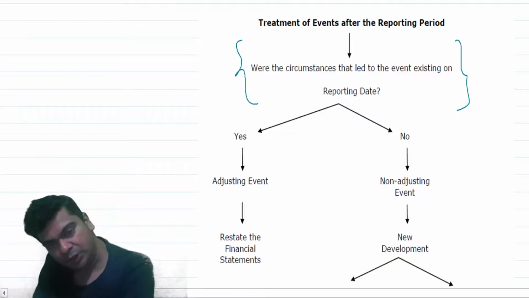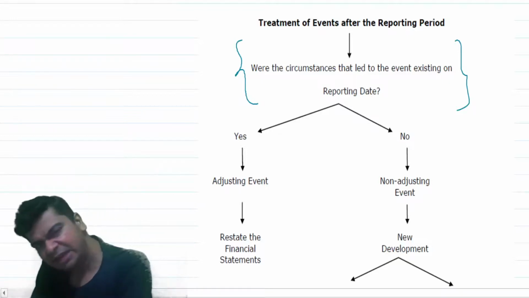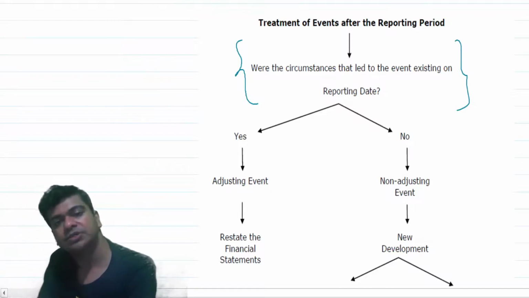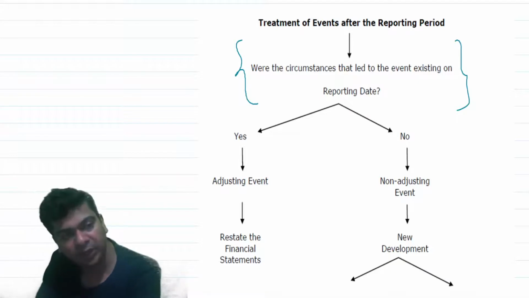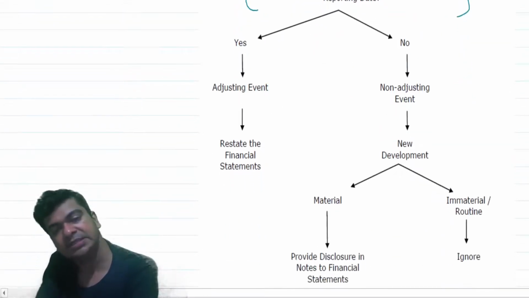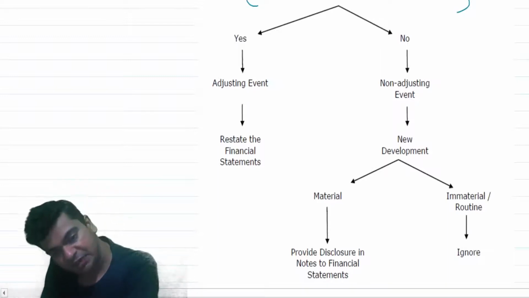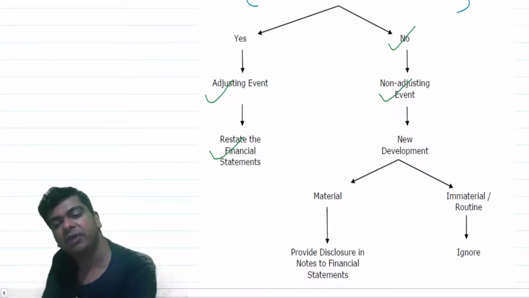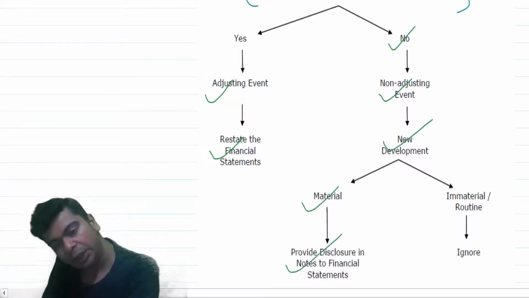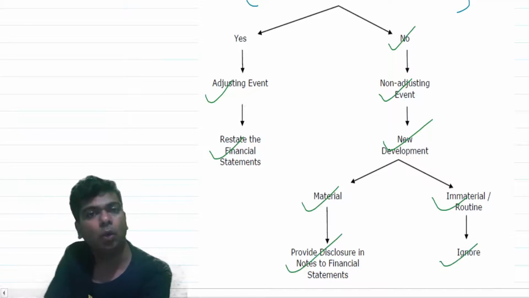If you go through the note that we have, this was the question that we were continuously putting before ourselves. And in every question that you solve, this is what you will ask yourself. Were the circumstances that led to the event existing on the reporting date? If your answer is yes, then it is an adjusting event. As you can see here, you'll have to restate the financial statements. If your answer is no, it is a non-adjusting event. It is a new development. If it is material, you should provide a disclosure in notes to financial statements. If it is immaterial or routine, you should ignore the same.